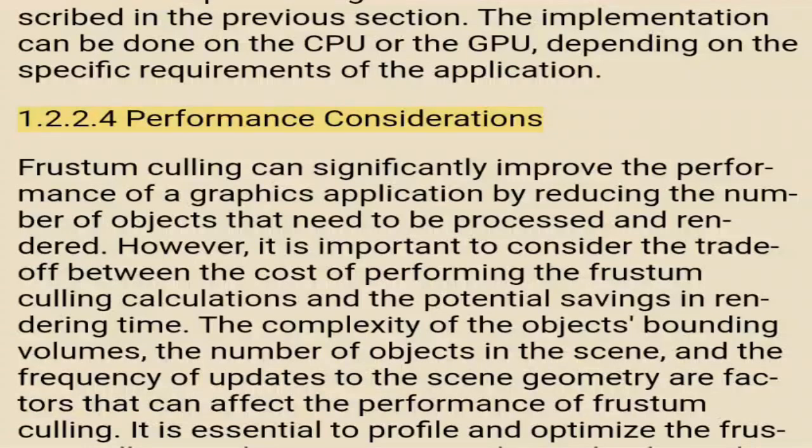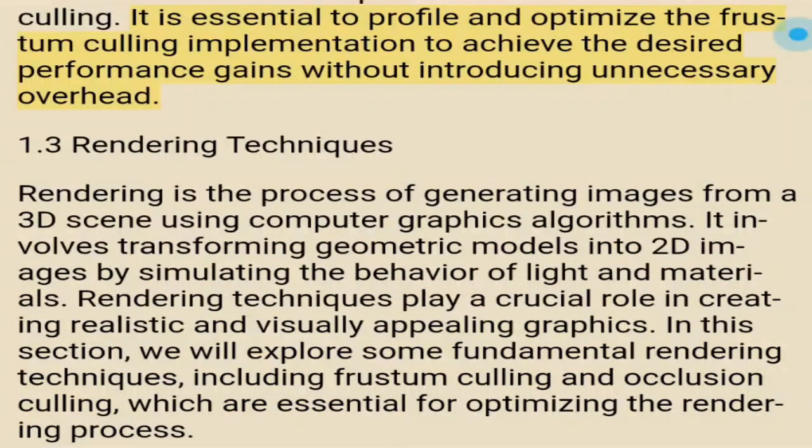1.2.2.4 Performance considerations. Frustum culling can significantly improve the performance of a graphics application by reducing the number of objects that need to be processed and rendered. However, it is important to consider the trade-off between the cost of performing the frustum culling calculations and the potential savings in rendering time. The complexity of the object's bounding volumes, the number of objects in the scene, and the frequency of updates to the scene geometry are factors that can affect the performance of frustum culling. It is essential to profile and optimize the frustum culling implementation to achieve the desired performance gains without introducing unnecessary overhead.